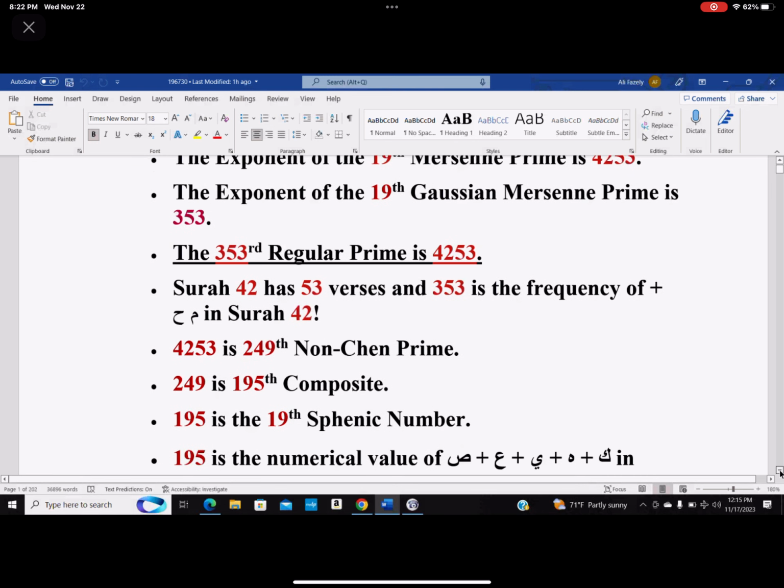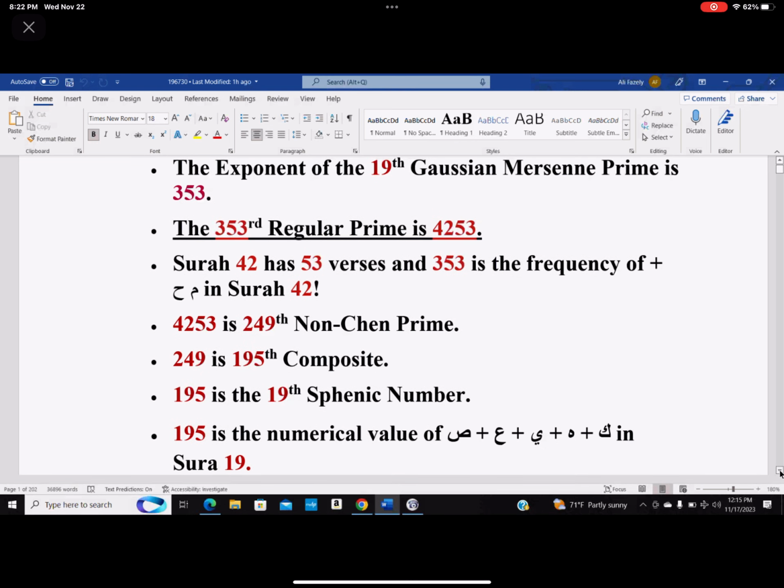Now, 4253 happens to be the 249th non-Chen prime, and 249 is the 195th composite, and 195 is the 19th Sphenic prime. Okay, so now you see how chapter 42 connects itself through this mathematics and through the number 19. Okay, and I want to stress this. You see, every bullet here has a position. Okay, that's what the generator does.